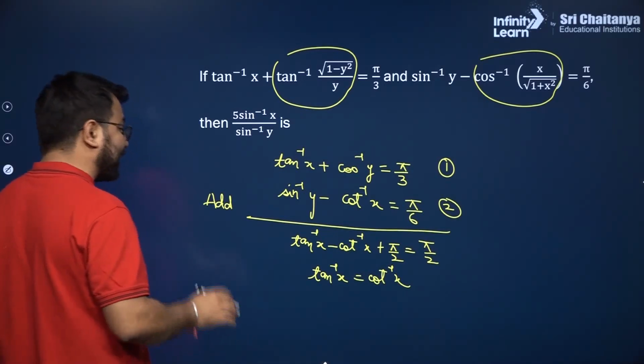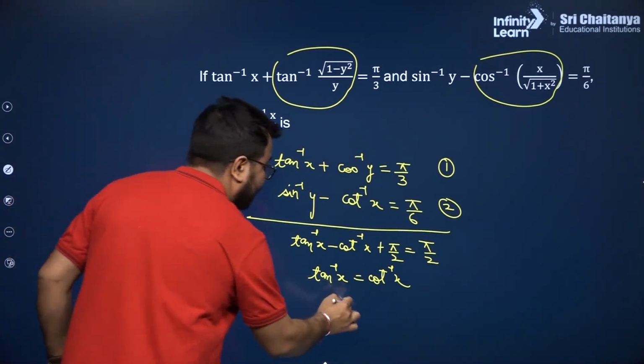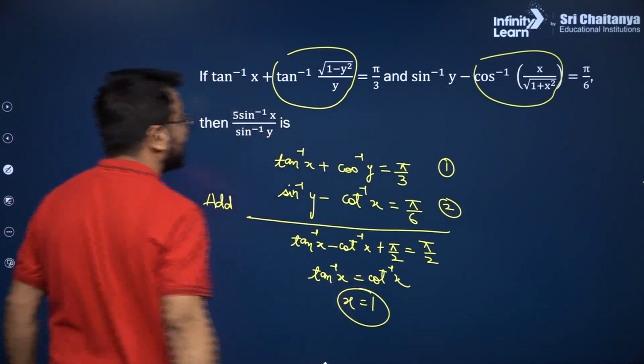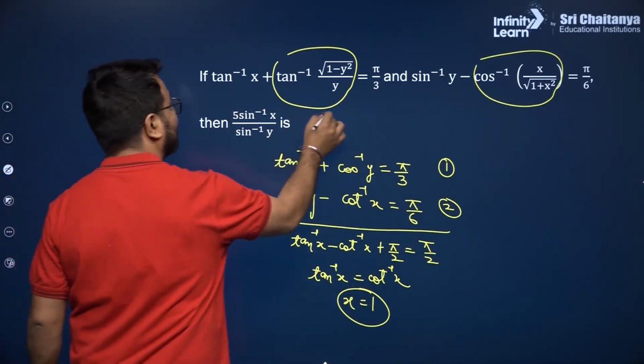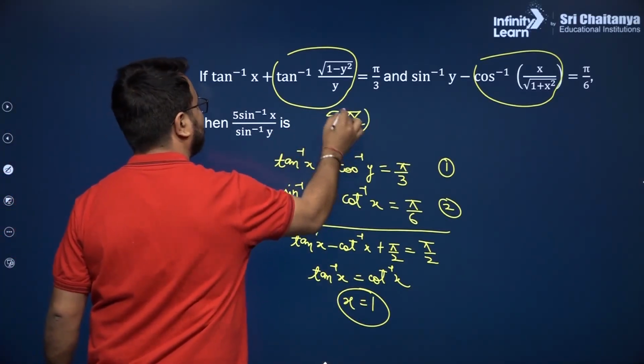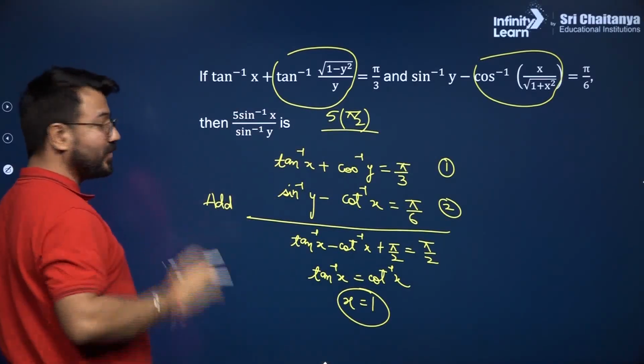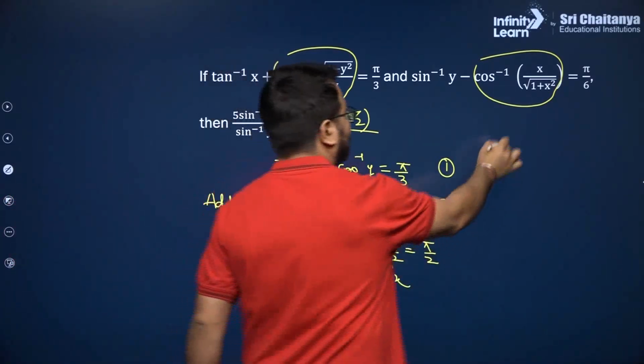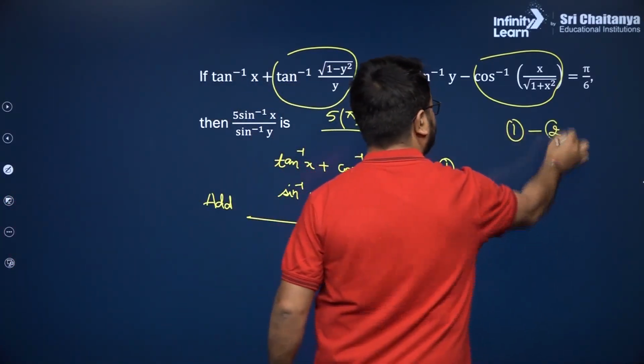So we are observing that tan inverse x and cot inverse x are equal at x is equal to 1. So I got the value of x is equal to 1. So here in the numerator it will be 5 pi by 2. I hope you are able to understand this. Okay. Now if I try to subtract both of these, equation 1 and 2 subtraction.